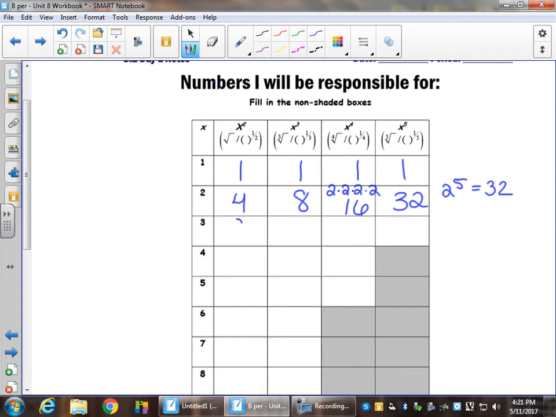3 squared is 9. 3 to the third is 27, because 3 times 3 is 9, times 3 is 27. From here, we may need your calculator. So if you want to go grab it, now would be a good time, because we are going to do 3 to the fourth power, which means 4 3s multiplied together. You could think of it as 3 times 3 is 9, and 3 times 3 is 9. 9 times 9, 81. So 3 to the fourth power is 81.